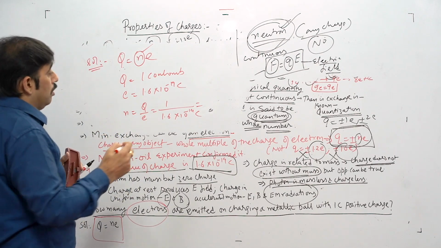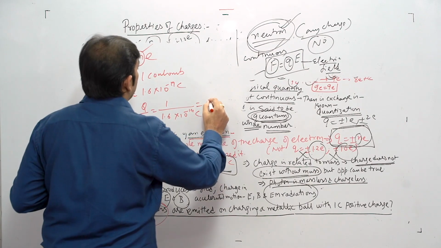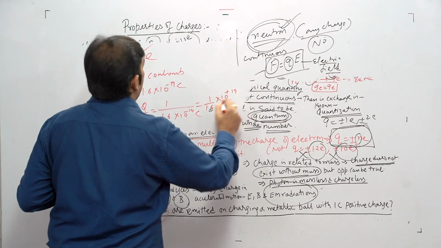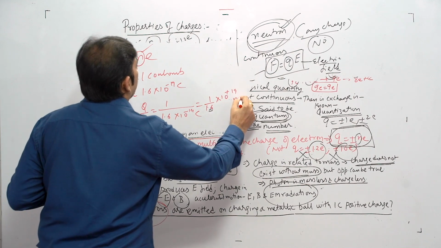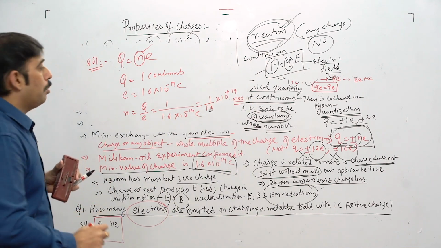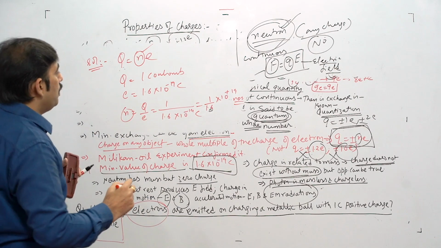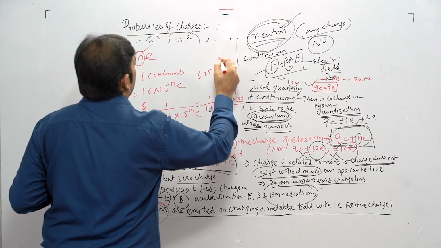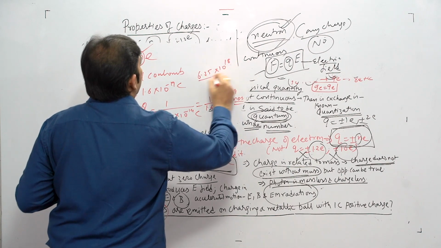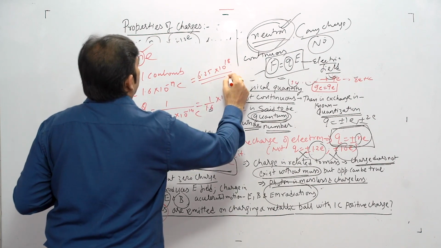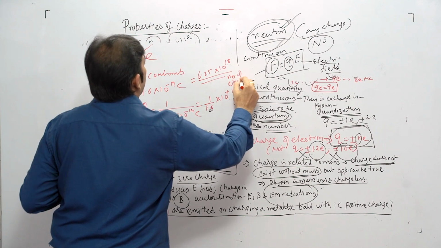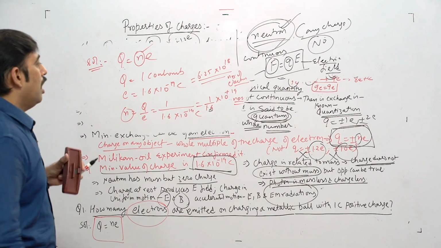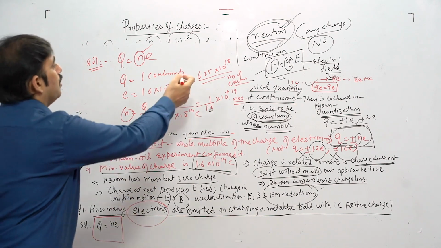It should be 1 upon 1.6 × 10⁻¹⁹, and that is always a pure number. There will not be any unit, because it shows you a number. The value should be around 6.25 × 10¹⁸ electrons, the number of electrons. So that has to be very clearly understood. This is how you can approach some of the numericals. I've just divided properly and I get the answer like this.